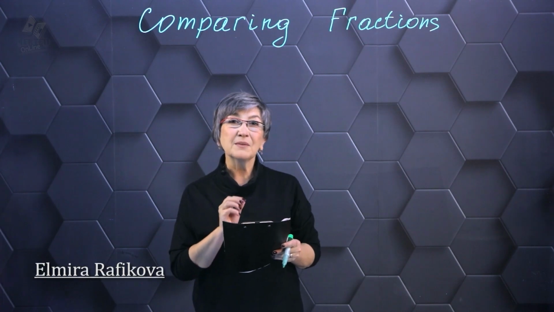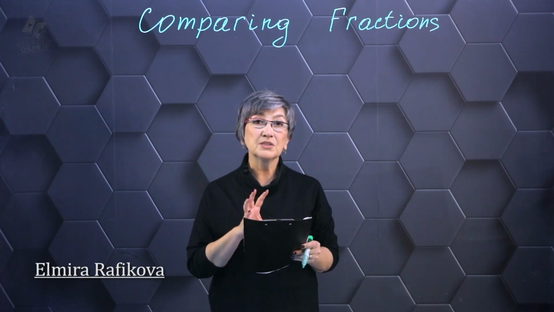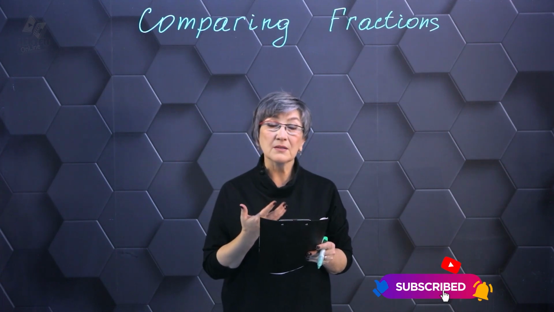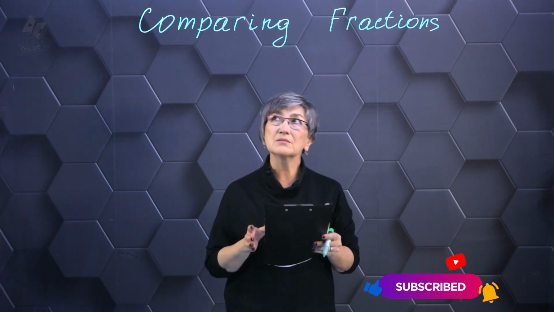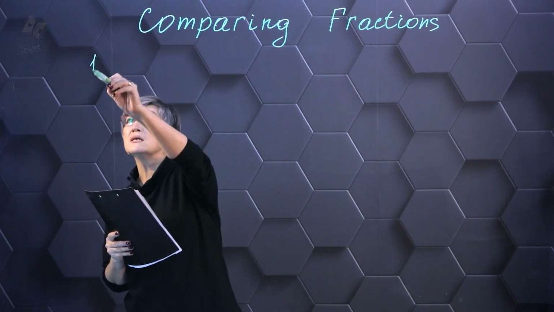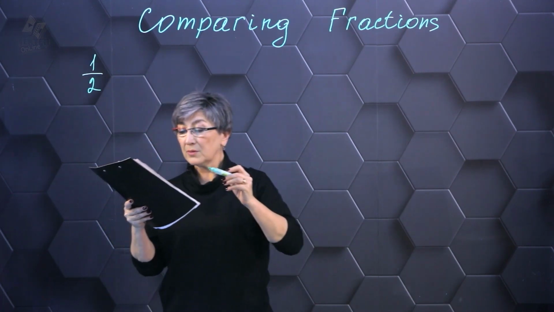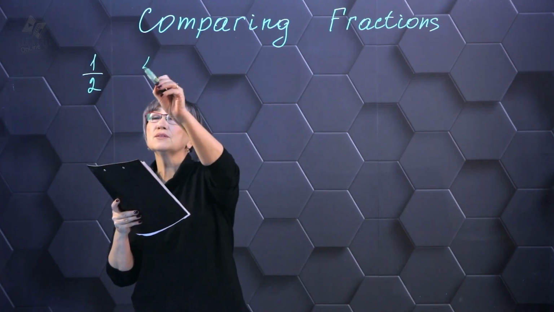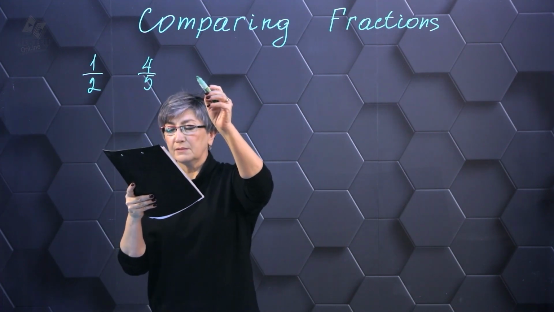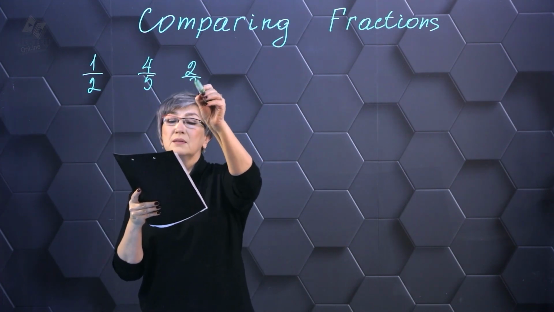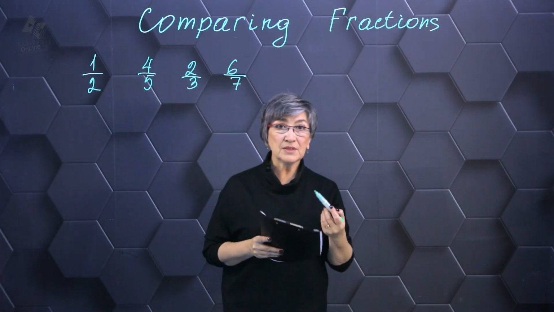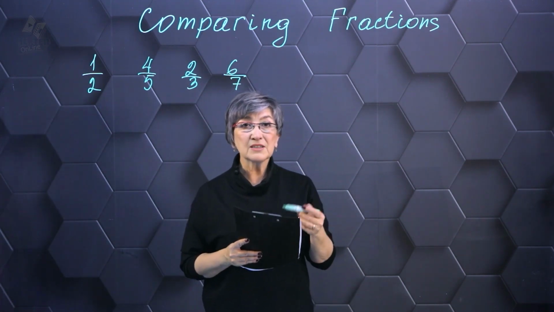Hello! Today we will continue comparing fractional numbers, but we will look at a slightly unusual task which is very often offered to you. The assignment looks like this. I have some fractional numbers: 1/2, 4/5, and then 2/3, and a number 6/7. And I need to put these fractional numbers in ascending order.